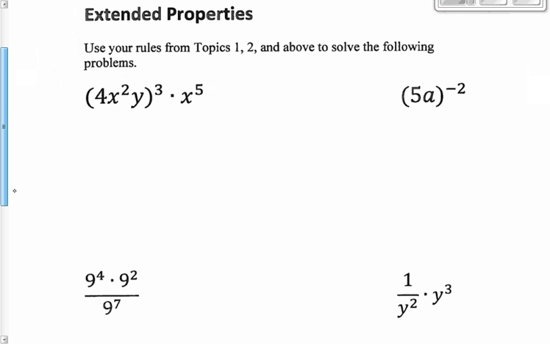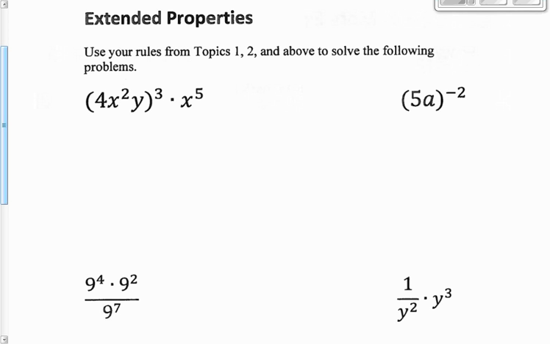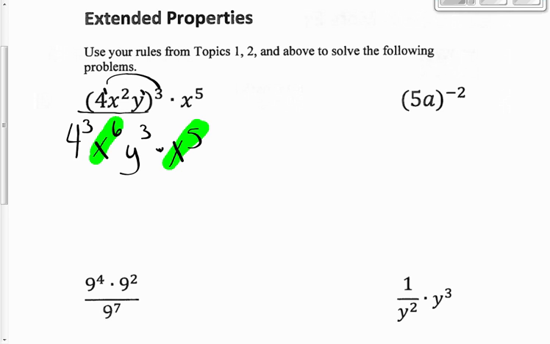Now we can extend this a little farther by applying all the rules we've learned so far. So our first one, we're going to do the power to the power. We're going to multiply this 3 to everything inside. So it's going to become 4 to the third, x to the 6th, y to the third, times x to the 5th. Now we're going to apply our multiplying theorem, meaning we can add our exponents that have the same base. We only have one with the same base, and that's our x to the 6th and x to the 5th. So it's going to become 4 to the third, x to the 11th, because we're adding 6 plus 5, and y to the third.